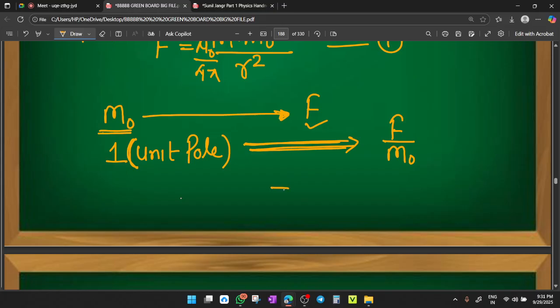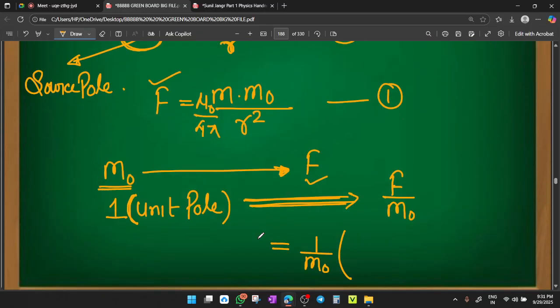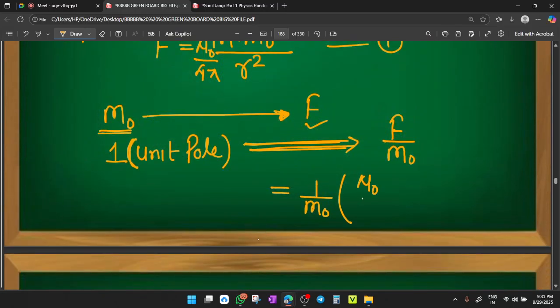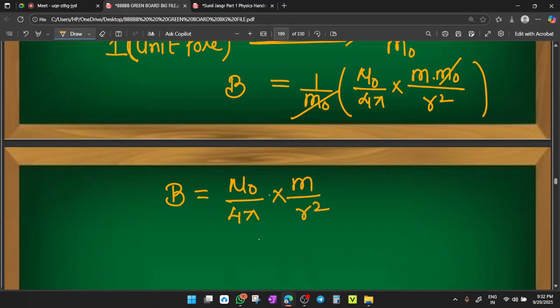So calculate this one. You can place 1 upon m naught, and the amount of force we have just calculated by Coulomb's formula, mu naught upon 4 pi into m naught by r square. They may cancel each other. So this is called the force acting on a unit pole, and this is called B, magnetic field strength. So B equals mu naught upon 4 pi into m upon r square.